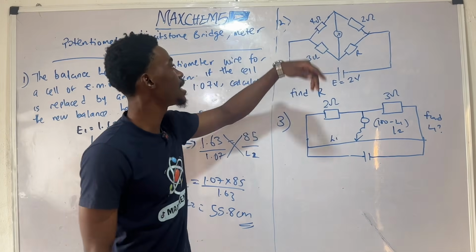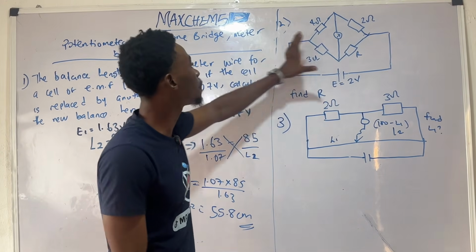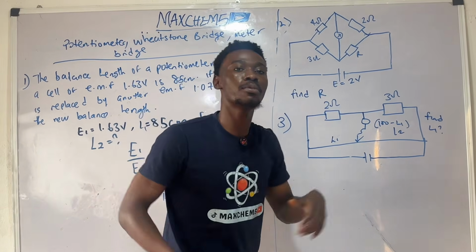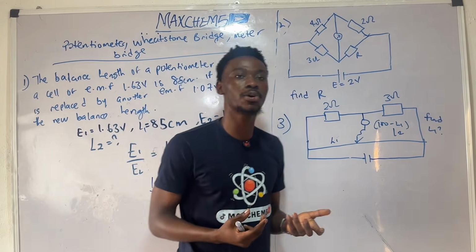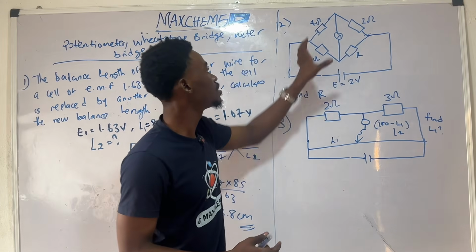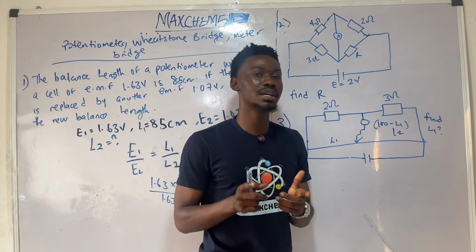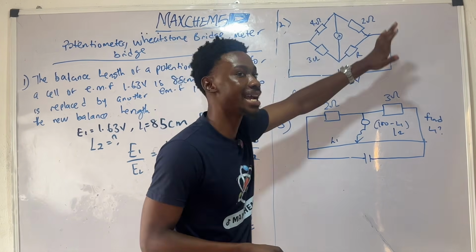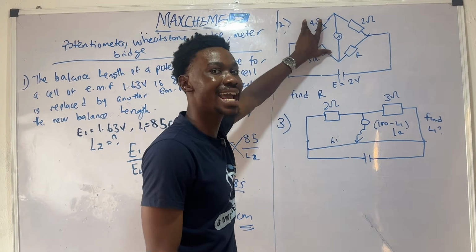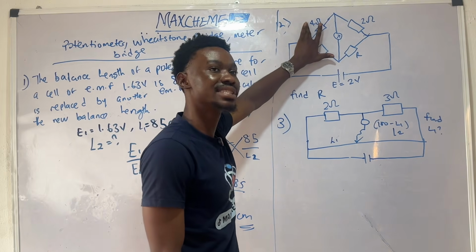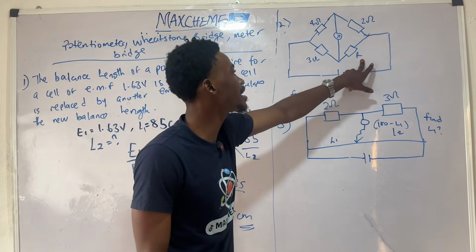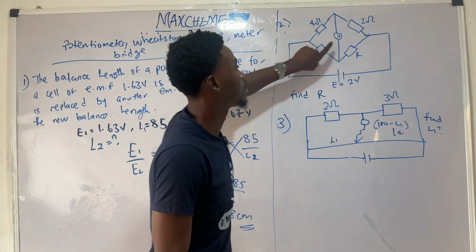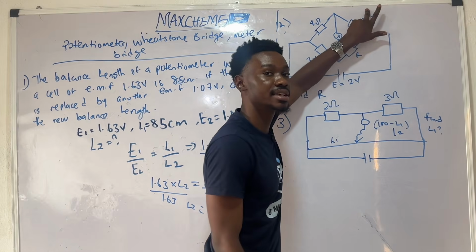So in the question here, I have a setup. This setup here is called a Wheatstone Bridge. A Wheatstone Bridge is a type of device that is used to measure resistance accurately. The trick to solving a Wheatstone Bridge problem is when you see a setup like this, you simply multiply the opposite side of the resistance. That is, this R here multiplies this R, and this resistance here multiplies this resistance here.